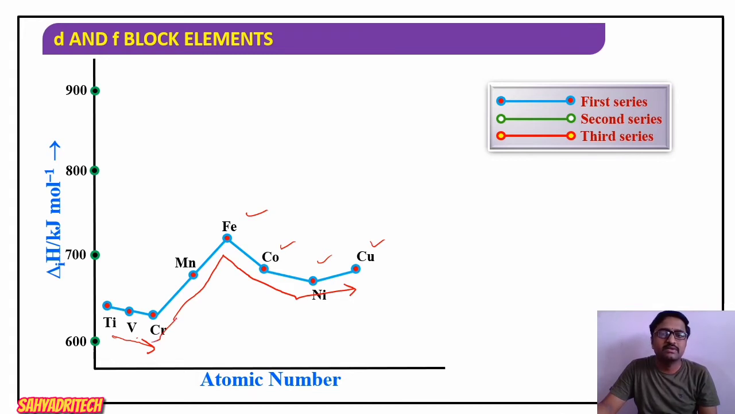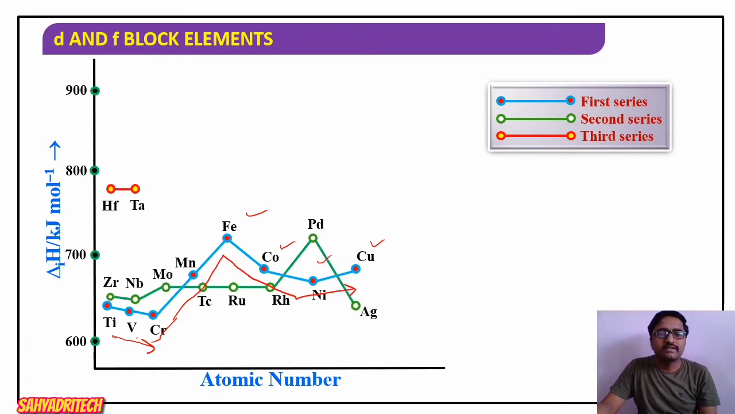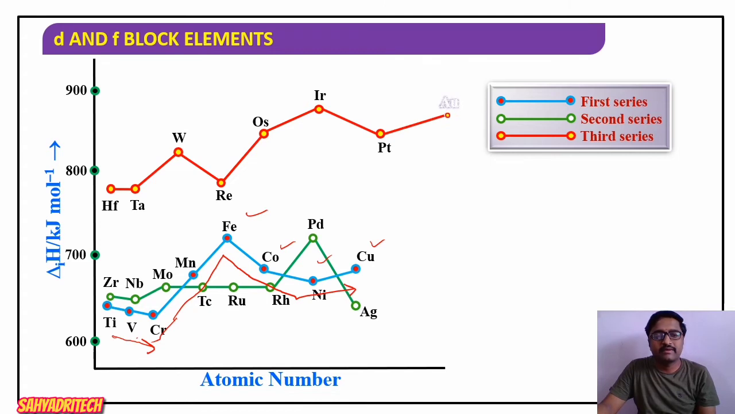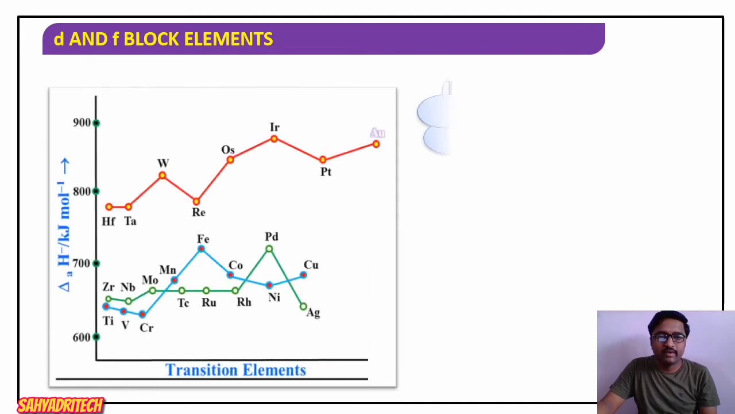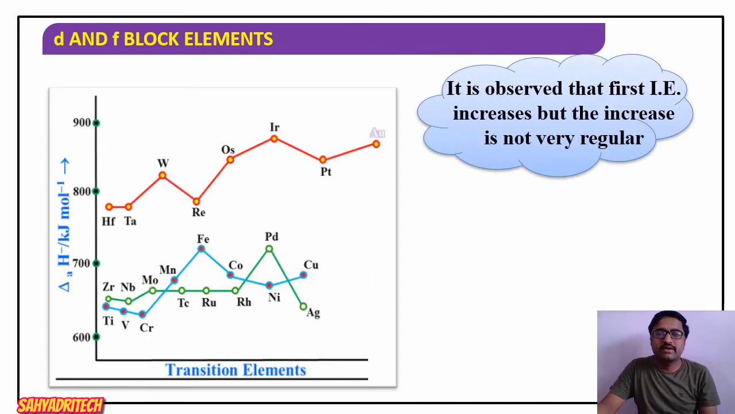So that is the variation with respect to the first transition series, or 3d series. Initially it decreases, in the middle it increases, then again decreases. So there is an irregularity in the ionization enthalpy. Similarly, if you look at the second transition series and even the third transition series, it is the same. Initially it decreases, thereafter there is variation in the first ionization enthalpies. So it is observed that the first ionization enthalpy increases, but that increase is not very regular. There is no regular increase, rather an increase and decrease take place.